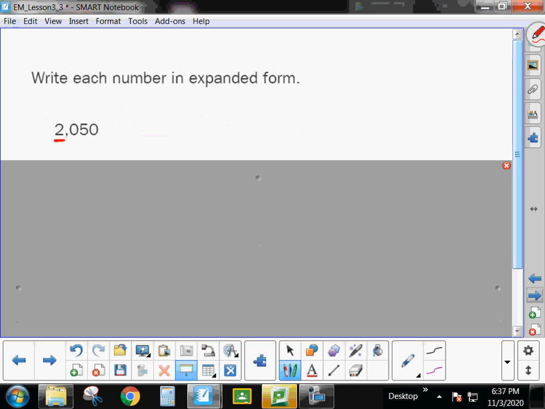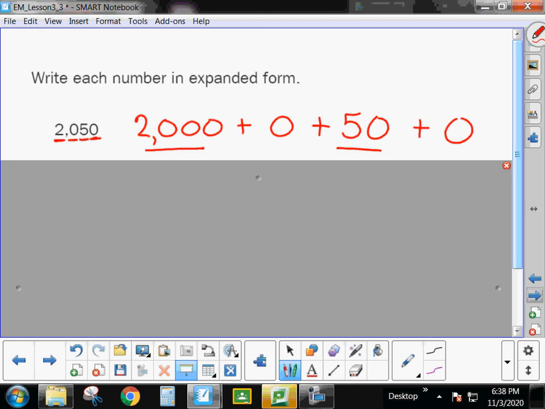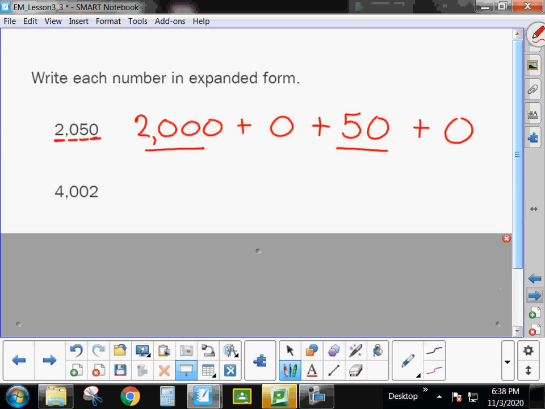All right, this 2 is in the thousands place, so its value is really 2,000. The 0 is in the hundreds place, but its value is 0. The 5 is in the tens place, so its value is 50. And this 0 is in the ones place, but its value is 0. So we have 2,000 + 0 + 50 + 0. And now write 4,002 in expanded form.